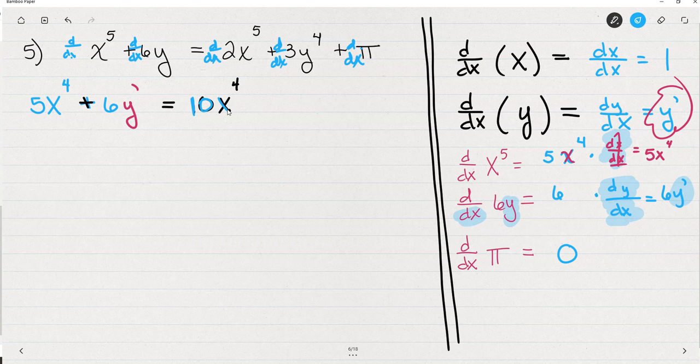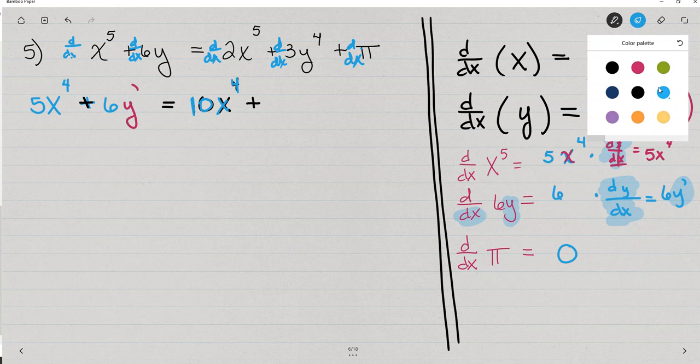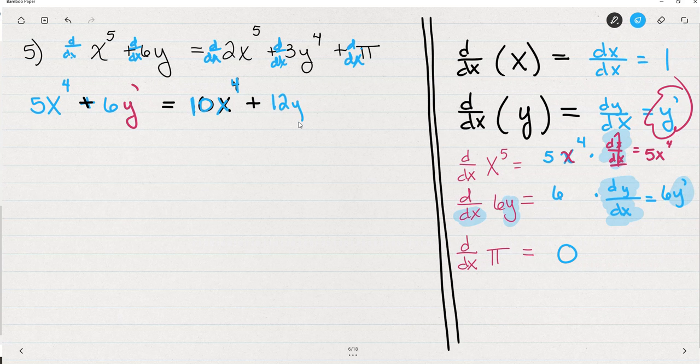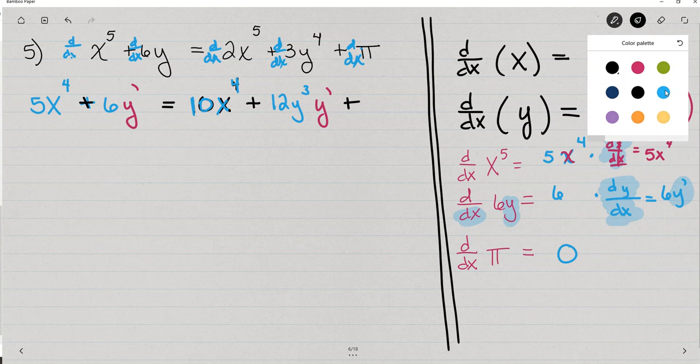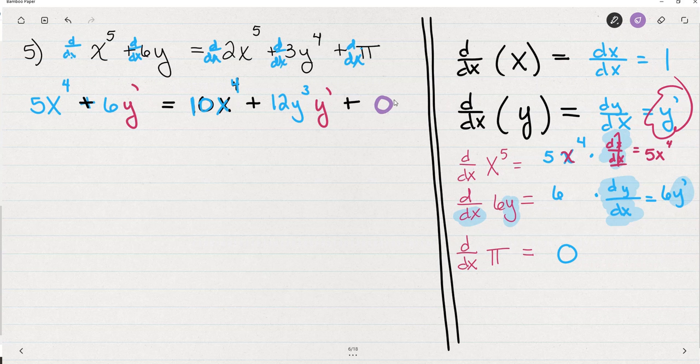Let me be a little more consistent with the coloring here. Plus the derivative of 3y to the 4th. Now be careful here. Remember, I'm going to have to chain. So 3 times 4 is 12, 12y cubed times the derivative of y with respect to x, so y prime, plus the derivative of pi, since pi is a constant, is just 0.